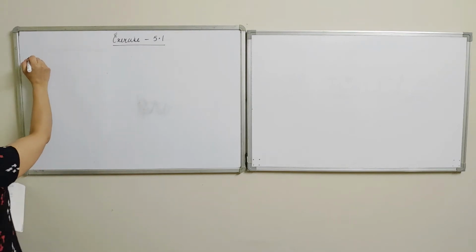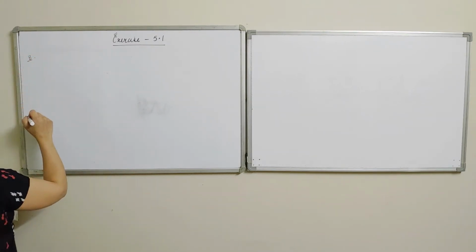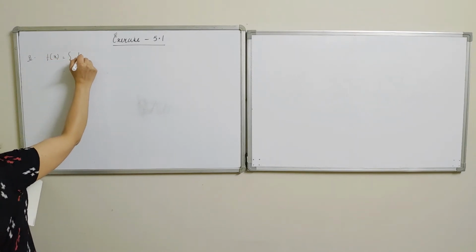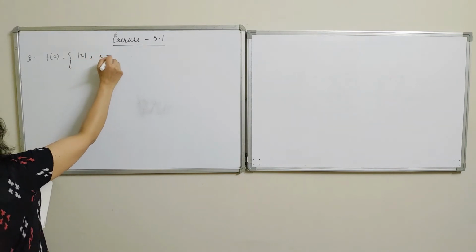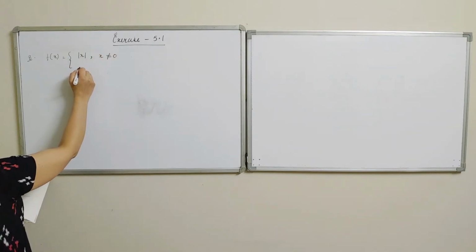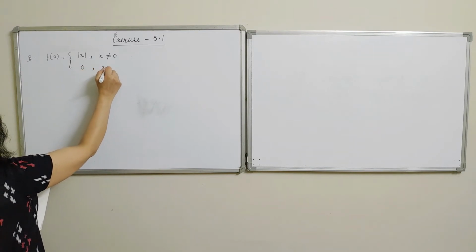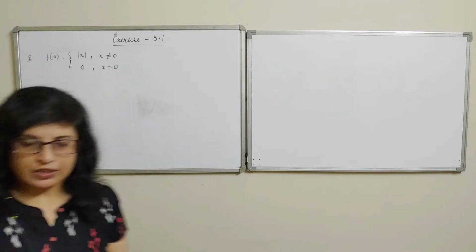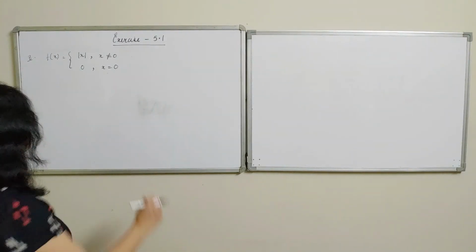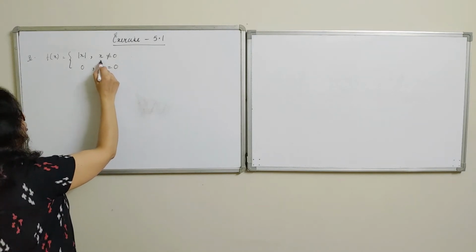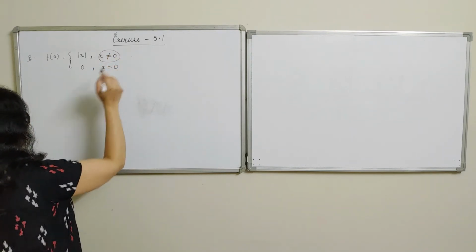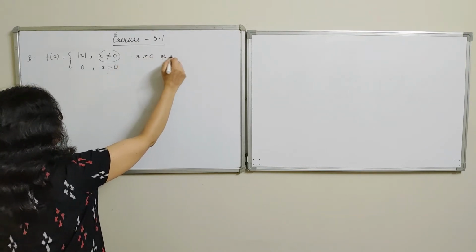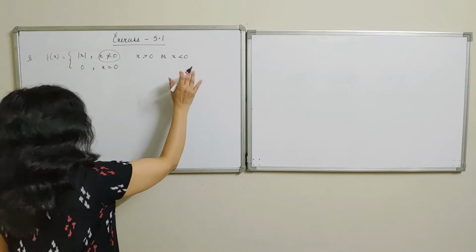So next is question number 8. Here the function is defined as mod of x whenever x is not equal to 0, and it is defined as 0 if x is equal to 0. So we are finding out the points of discontinuity. Points of discontinuity, look into the domain. Here it is mentioned x is not equal to 0. If x is not equal to 0, this means that either x is greater than 0 or x is less than 0. That's what it means.